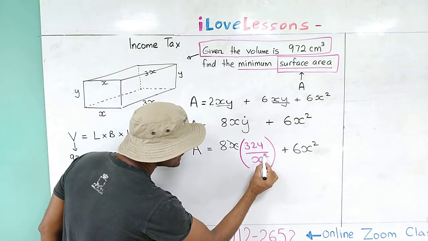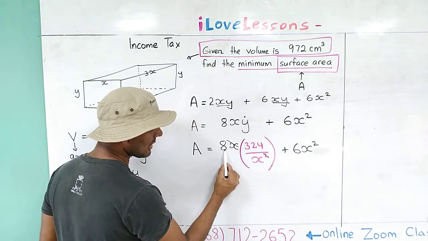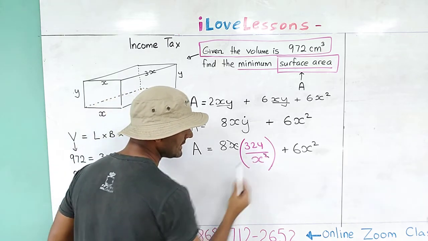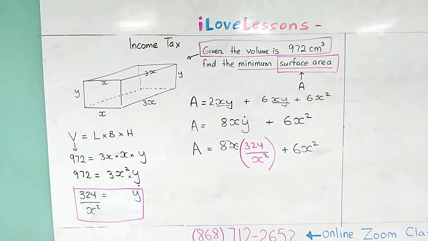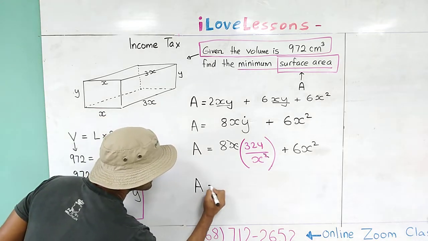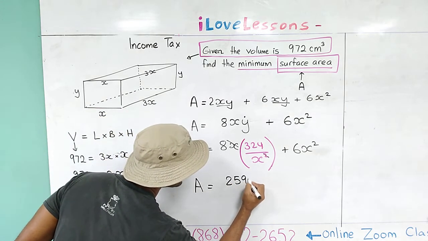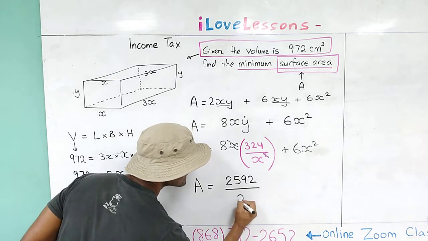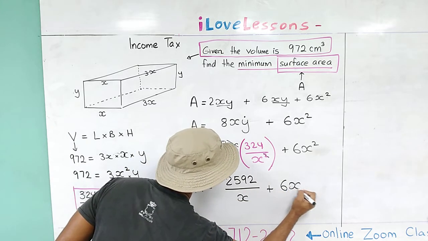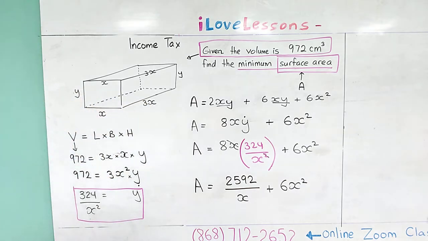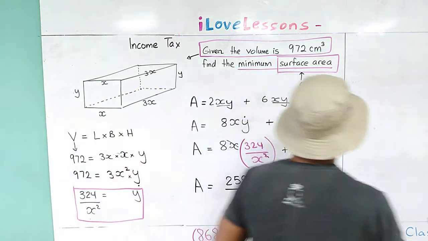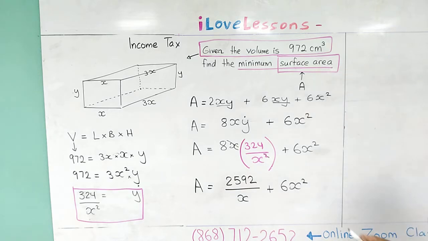This x will cancel out with this square. So all I need to do now is multiply the 8 by 324. So 324 multiplied by 8 is 2592. Alright. So A is equal to 2592 divided by this x plus the 6x squared. So we just found an expression for the surface area and we only have 2 letters now.